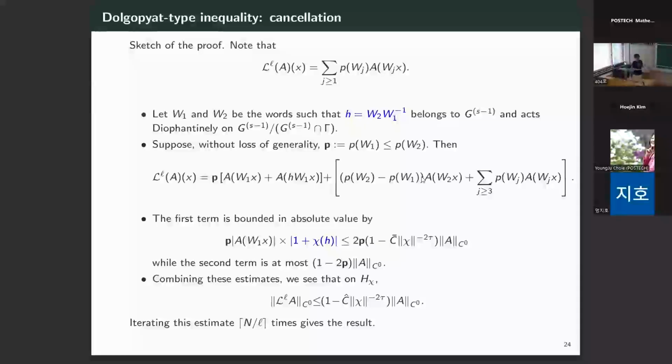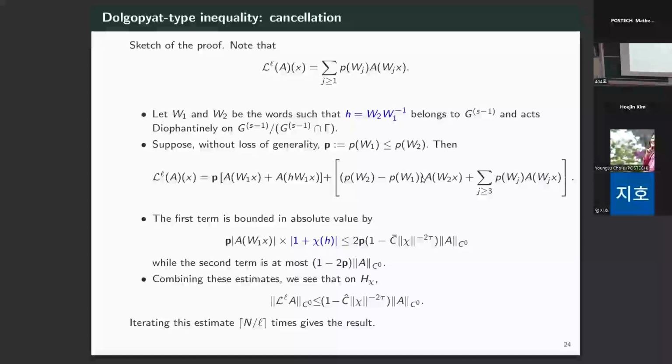We need to go down to the fiber level. So I want to split two terms, like the W1 part and HW1. Actually, this is W2. No, this is not W2. Anyhow, I want to split this part. And then W1 and W2 should satisfy some Diophantine conditions.